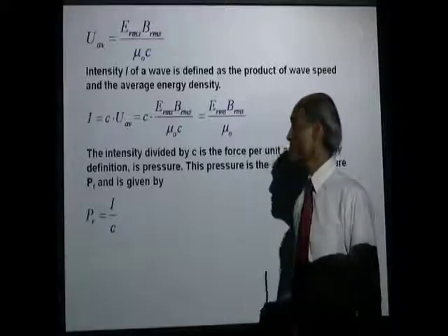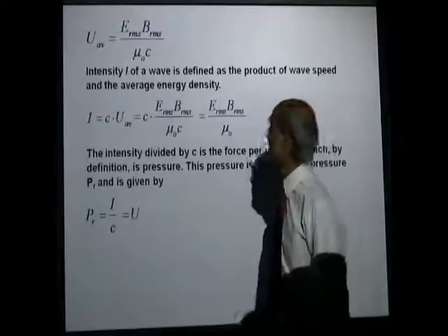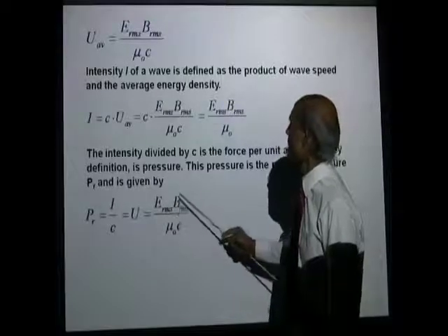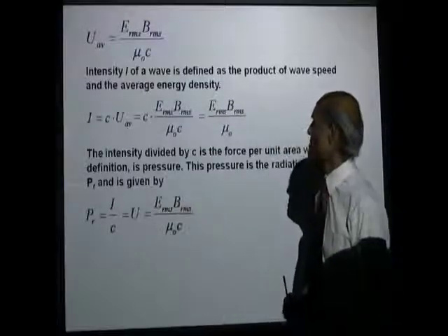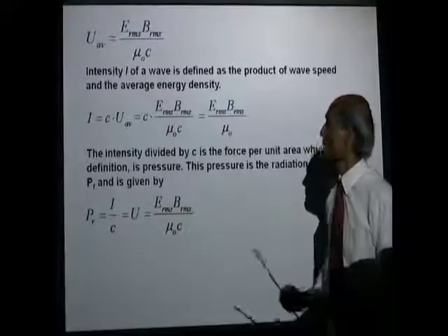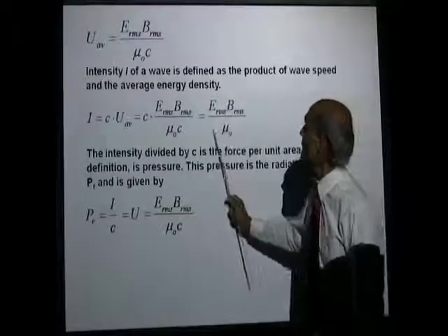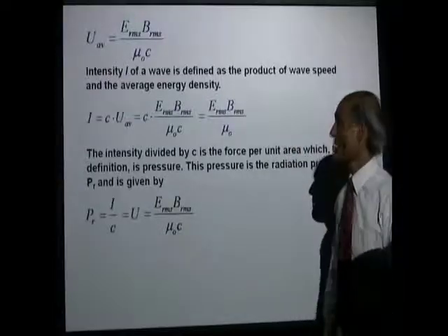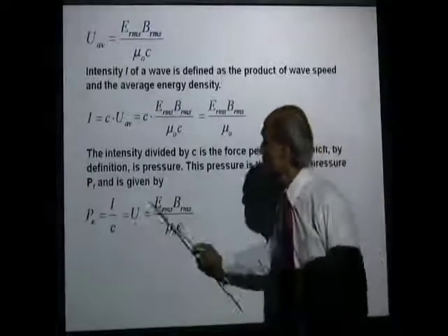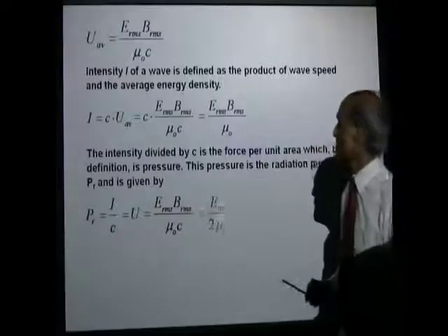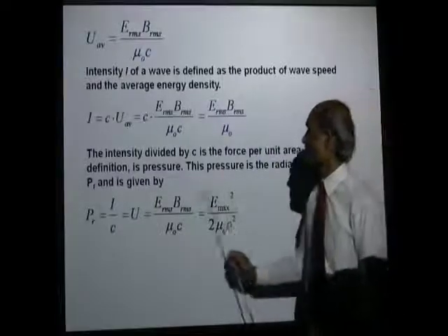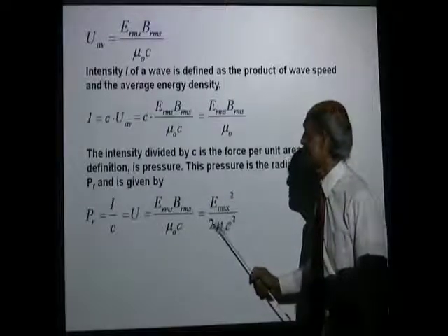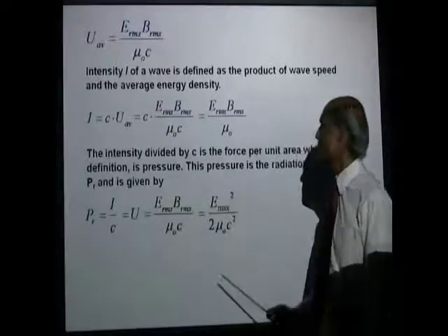c, the wave speed. And that is equal to u, which is E RMS B RMS divided by mu 0 c. In other words, this is I. If you divide that by c, you get mu 0 c in the denominator. So that is an expression for the radiation pressure. You can also write it as E max squared divided by 2 mu 0 c squared.